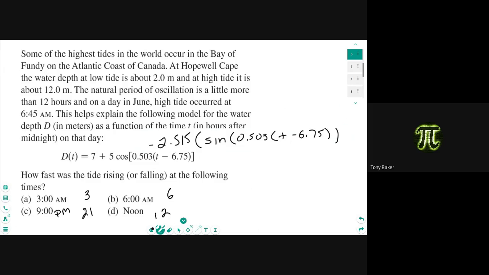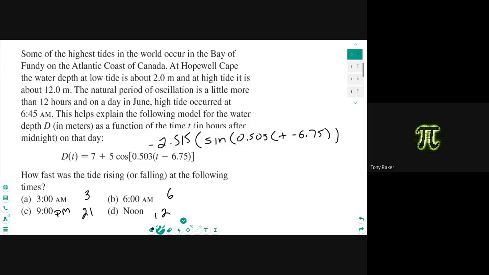What's it doing at 3? Rising or falling? Rising. It should be right around 2.39 or something right around that. What's it doing at 6? Rising or falling? How can it technically be rising but falling? Okay, so it's still rising. It's just not rising as quickly.